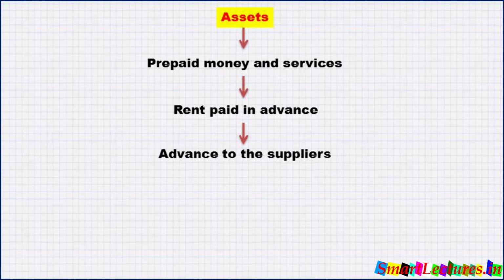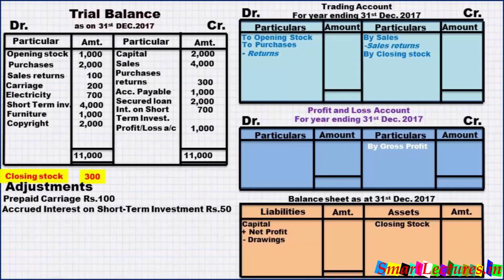Anyhow, now I am going to talk about adjustments. First of all, closing stock. Closing stock will be taken to the credit side of trading account, then it will be taken to the debit side of balance sheet, means asset side, 300 rupees. I have already told you that first of all, sort out the adjustments, then come to the trial balance, then it will be easy for you.